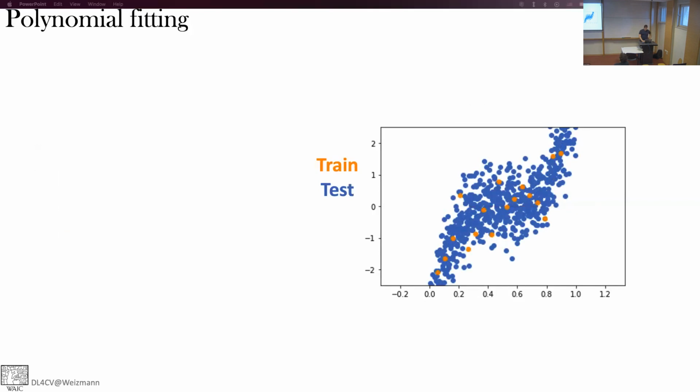Okay, I sample a training set, which is these orange dots. And I want to train this in order to predict, this is regression, to predict values for the test set. Are we good by now? Now I'm going to use this polynomial regression that we just mentioned a few minutes ago. Okay?